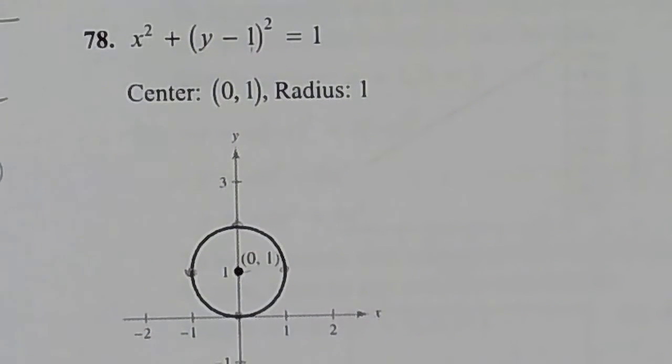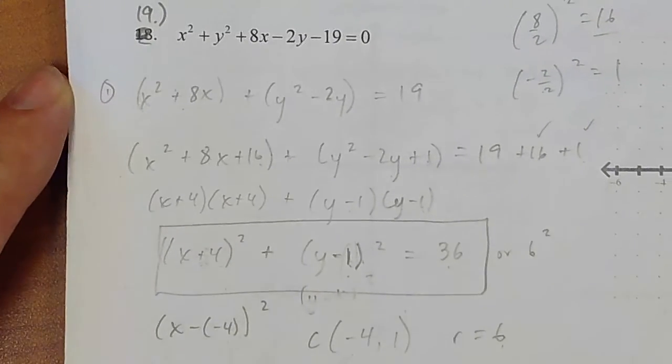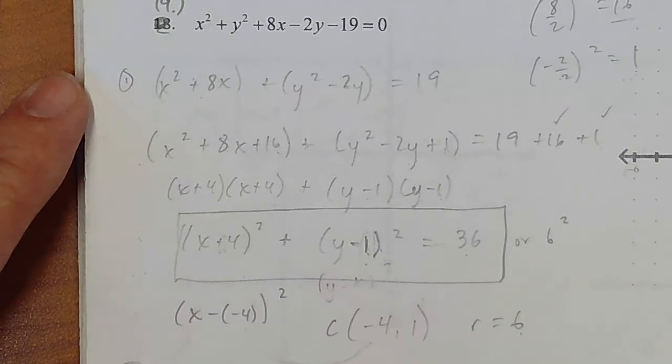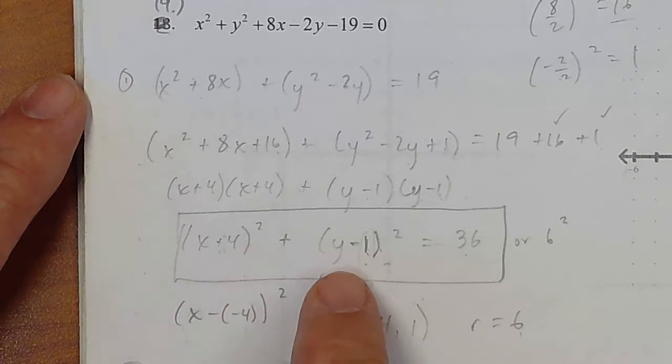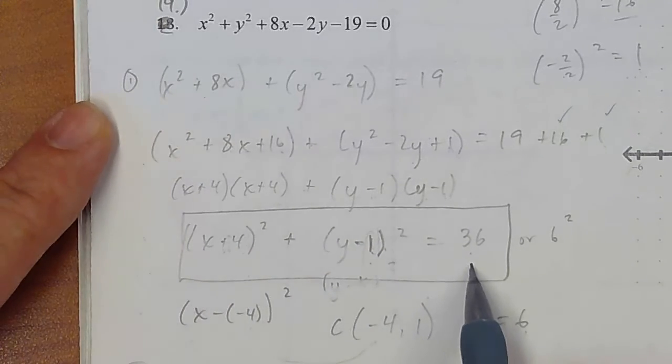All right, and the notes. Okay, here's the final answer. It's kind of light, sorry, so I'll read it. X plus 4 quantity squared plus y minus 1 quantity squared equals 36.